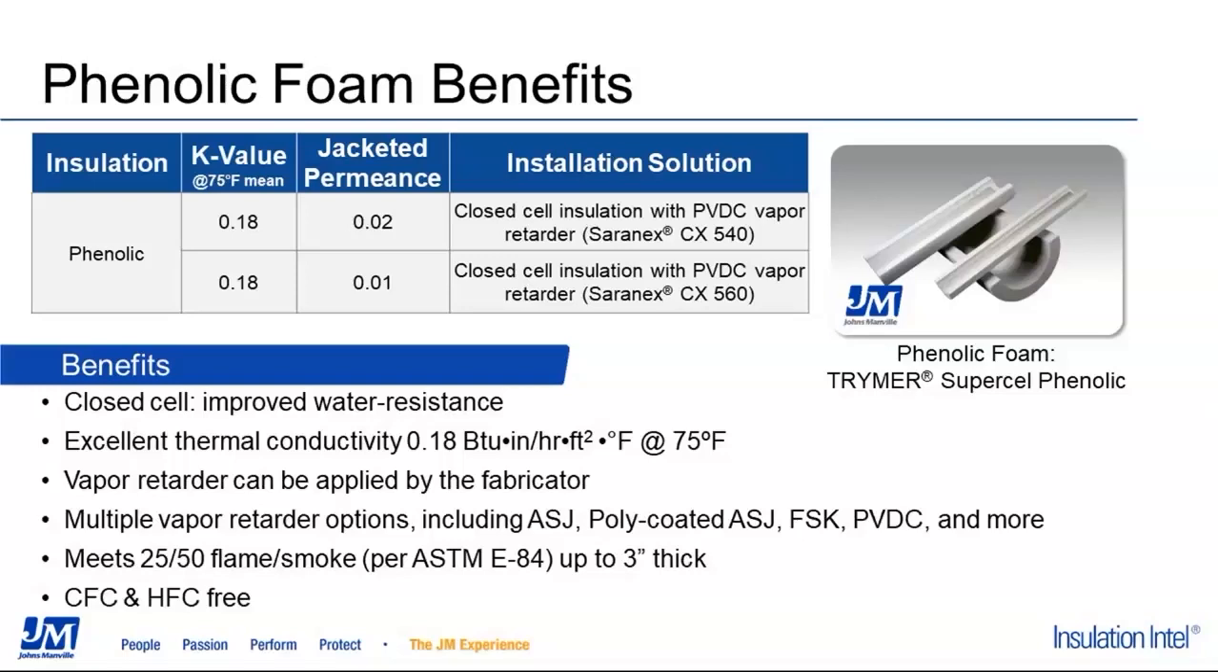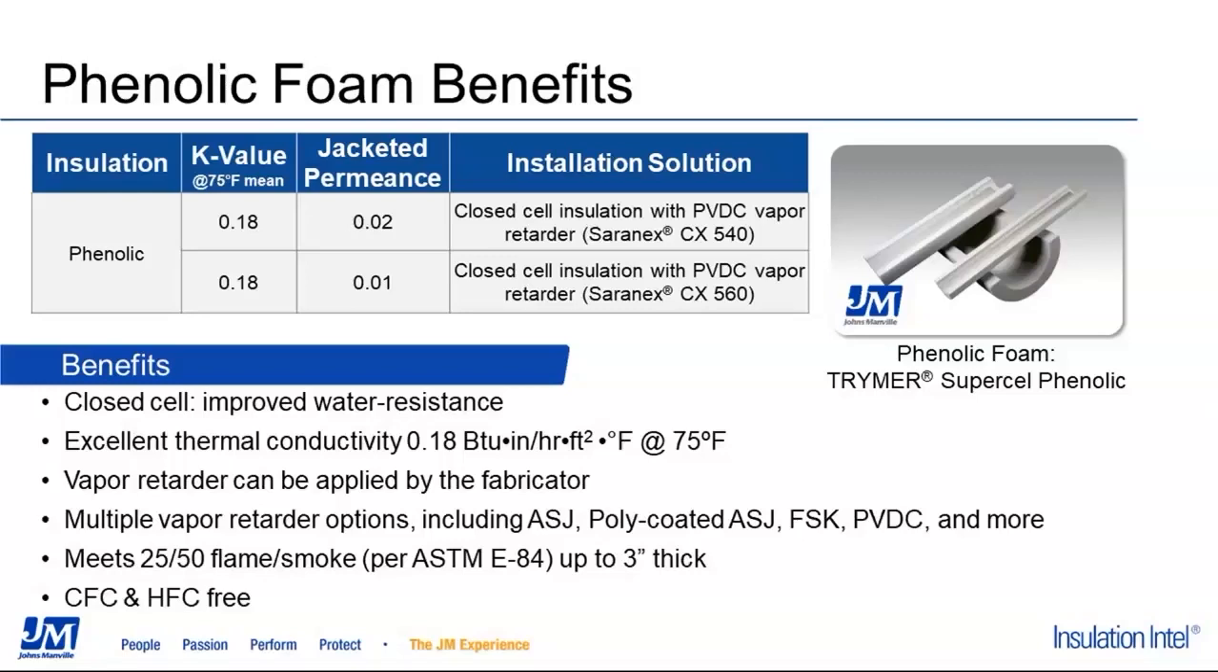Specifically, you can see, as listed in the second bullet point, that it has a thermal conductivity of 0.18 at 75 degrees F. Phenolic insulation has many of the characteristics that we previously talked about with the Trimer PIR, in that it is a closed cell, rigid foam insulation and has a good compressive strength of 33 psi. It is resistant to both liquid water and water vapor, and like PIR, it requires the use of a high-quality continuous vapor retarder in cold applications such as chilled water, and it comes from the fabricator with this vapor retarder already applied.